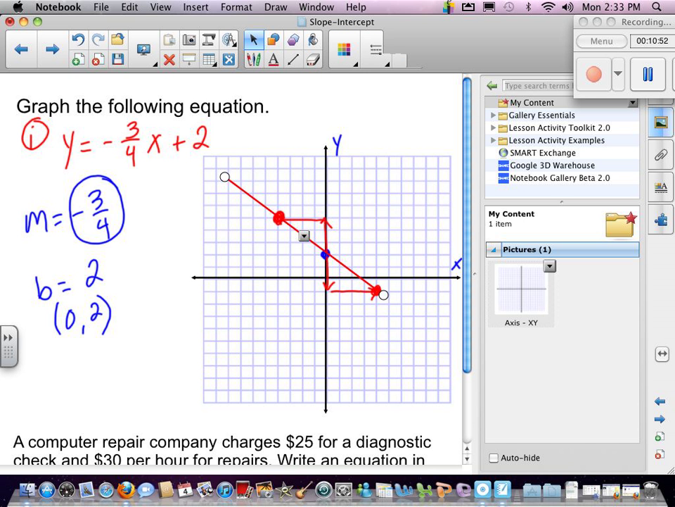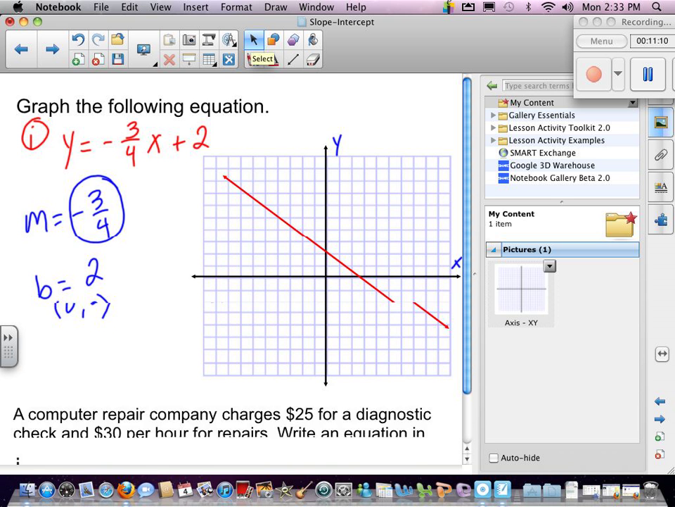Alright, so there's the graph of that, and we can erase that. We didn't need that or that. And there is the graph of the equation y equals negative 3/4 x plus 2.